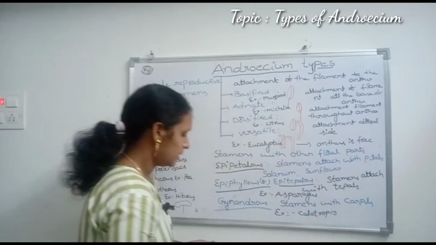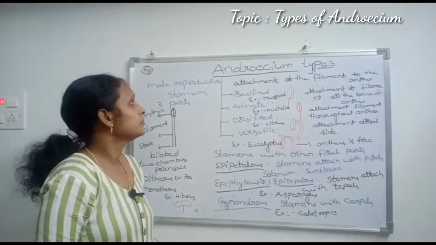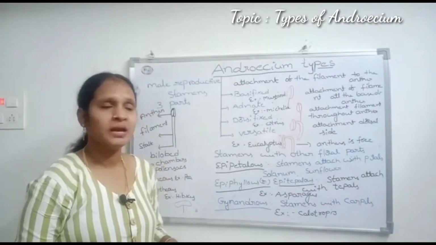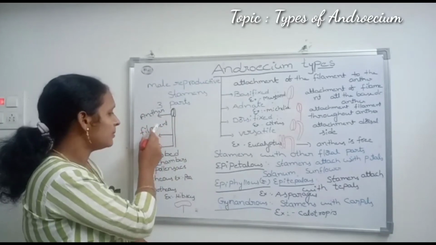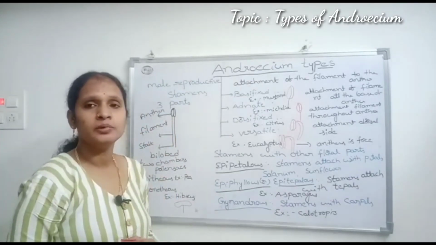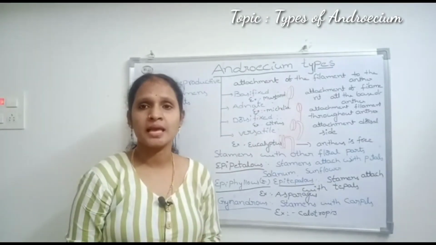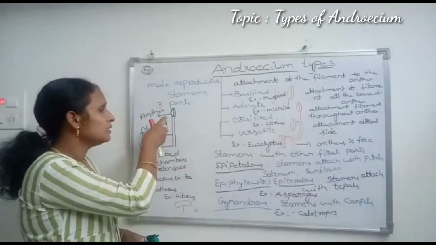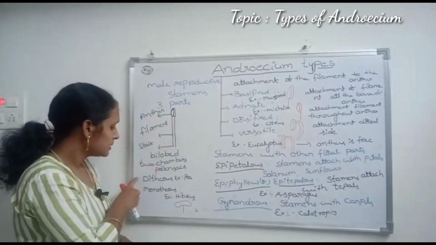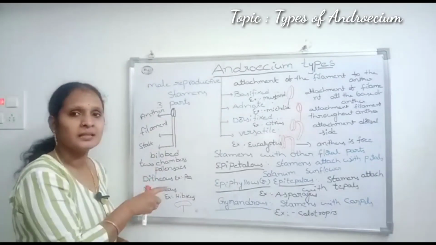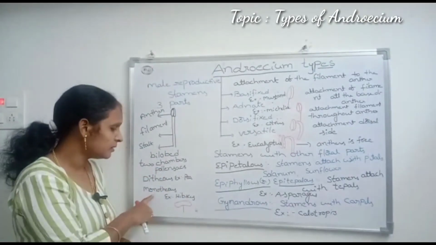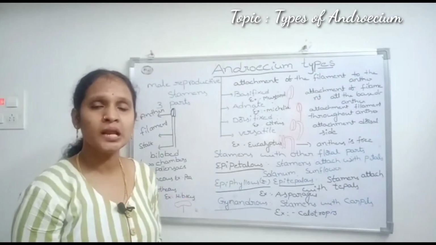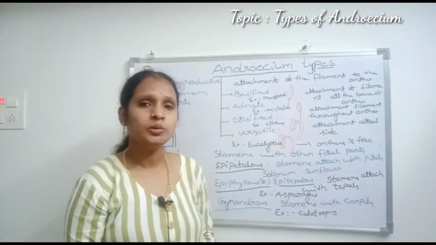And once again, see the Androecium. Androecium is the male reproductive organ. Androecium units are called stamens. These stamens are mainly three parts: anther, filament and stalk. The anther is bilobed. Each lobe has two chambers, the pollen sacs. These pollen sacs produce pollen grains for fertilization. Mostly the anther is dithecous, but some plants are monothecous, for example hibiscus. Monothecous means single lobed. Dithecous means two lobes.